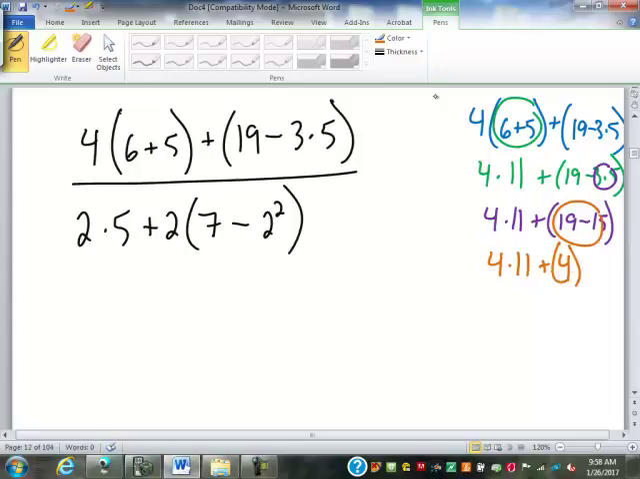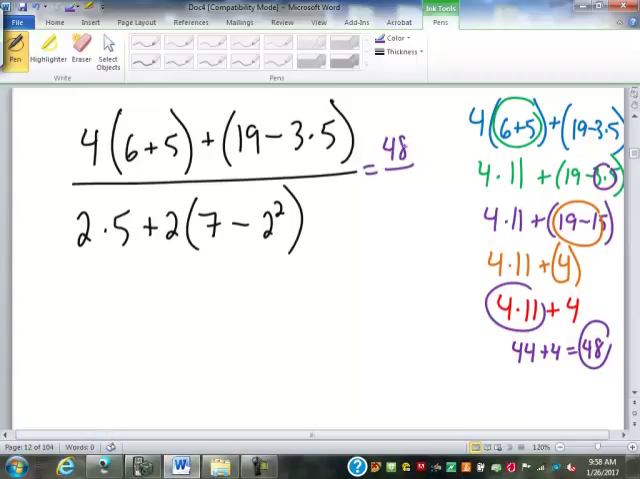Now I'm down to just that single number in the parentheses, so I can get rid of the parentheses. Do I have to put in a multiplication there? No, there's already an operation. There's already addition there. Then what? 4 times 11 is 44. 44 plus 4 is 48. So the top of this is 48.